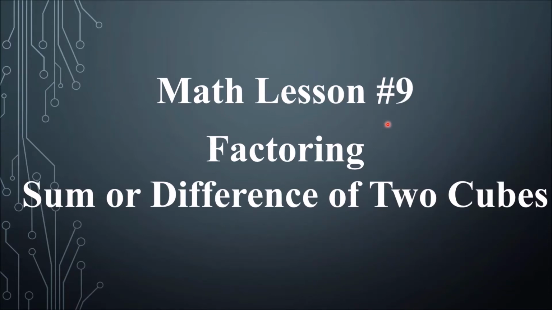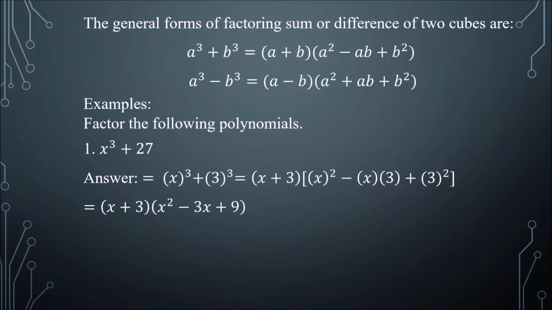Math lesson number 9, factoring sum or difference of two cubes. So this will be the last of factoring special products. The first one is factoring difference of two squares. Next is factoring perfect square trinomial. And last one, this one, factoring sum or difference of two cubes.